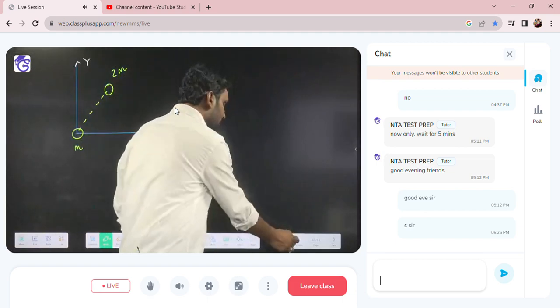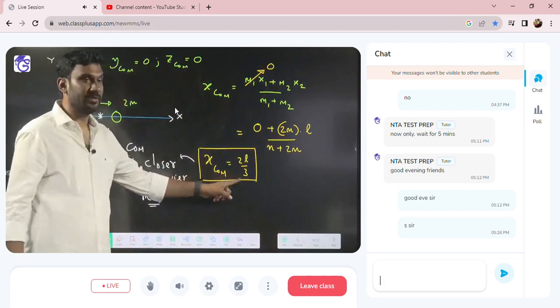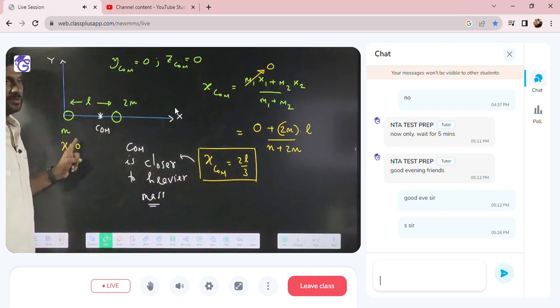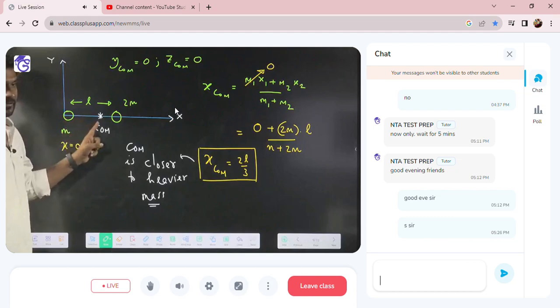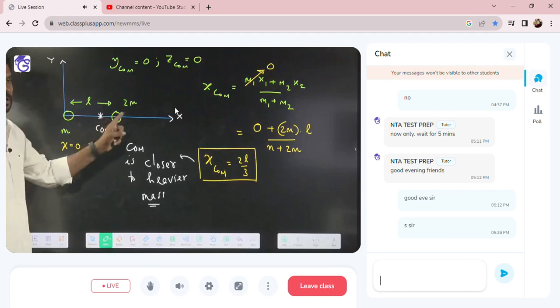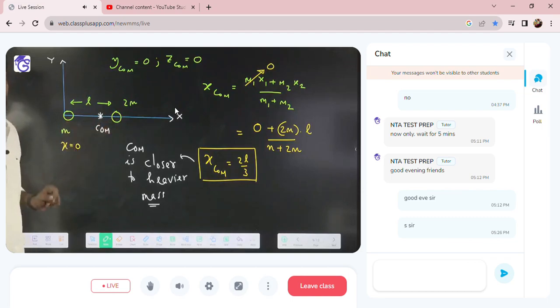Monica, you see, I said now x center of mass is 2L by 3. So 2L by 3 from small m. So center of mass is away from the lighter mass but closer to the heavier mass. Out of m and 2m, which one is heavier? 2m is heavier. So center of mass is closer to that heavier and away from the lighter one. Right, Monica?